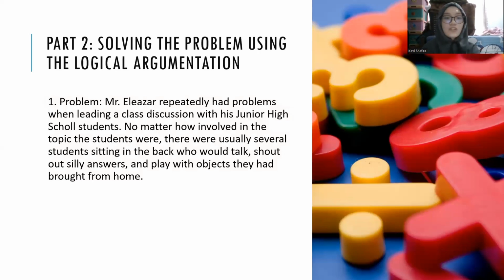Part 2. Solving the problem using logical argumentation. So there are three questions about the problem that we have to solve using logical argumentation. I will explain the problem and also answer by solving it. First, the problem is Mr.